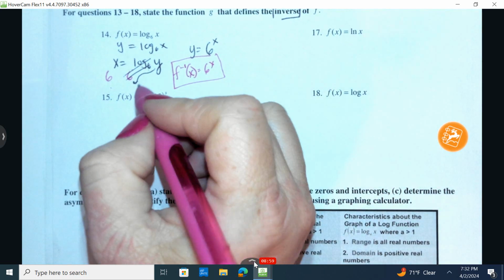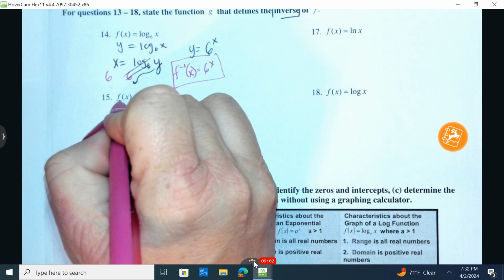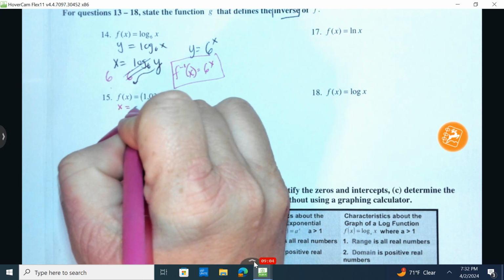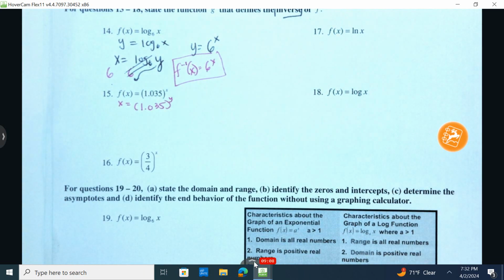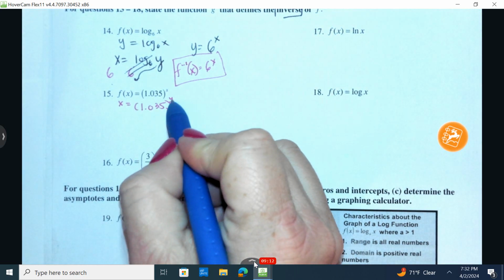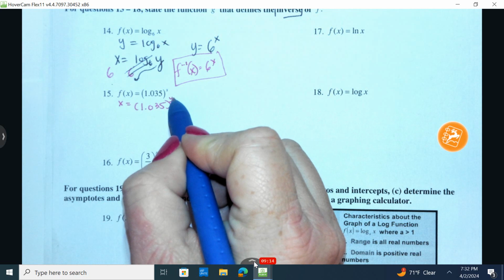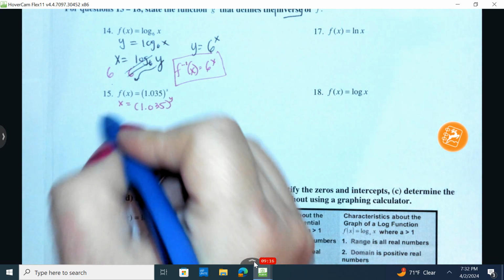So this is the inverse. Let's do the exact same thing here. So this is like a y, so I'm going to switch the x and y: 1.035 raised to the y. Now, how do I solve? The reason we learn about logs is when we have a variable in the exponent position, in order to solve that variable, we use logs.